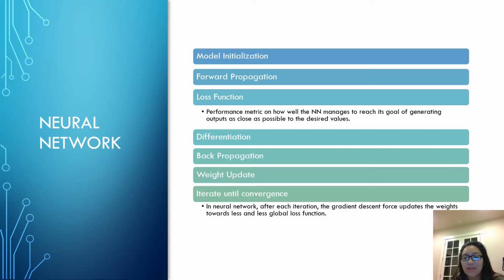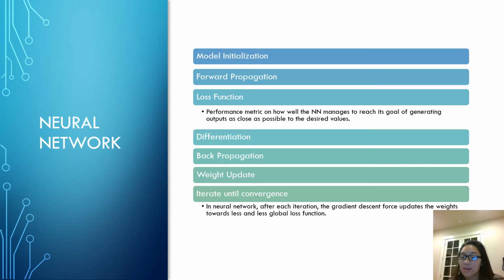So here are the 7 general steps of a neural network. Firstly, model initialization. The most popular way is random in the beginning, where the model just randomly runs through an environment, gets inputs, and predicts action value functions. Next is forward propagation, where these predicted action value functions are checked, and we run through the environment and get actual action value functions. Then a loss function is calculated, where we look at the differences between the predicted and the actual. The loss function acts as a performance metric on how well the neural network manages to reach its goal of generating outputs as close as possible to the desired values.